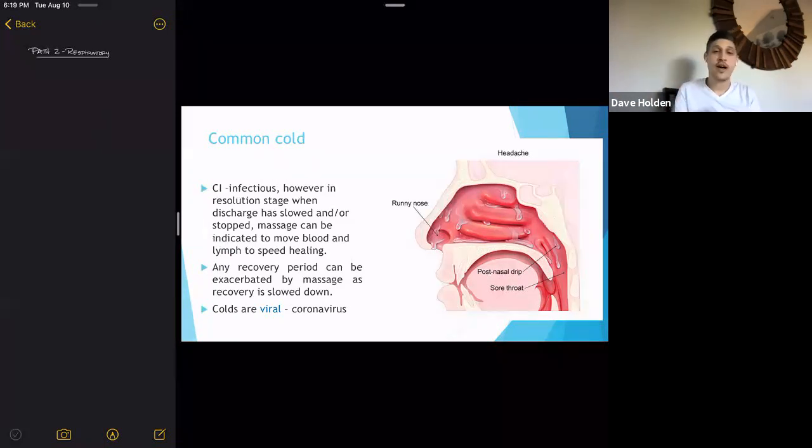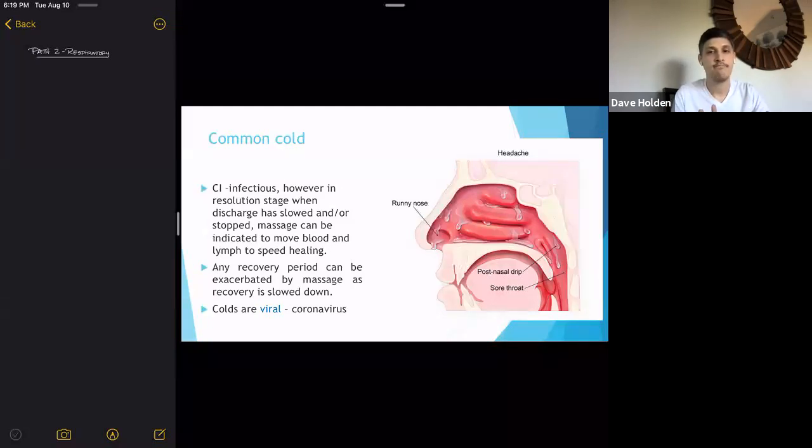Okay, so common cold. As we said, very infectious. However, after the infection subsides and they are no longer all cold-headed, massage can help. We can help get some fluids moving, try to help ease some of that congestion. But you do want to be cautious, because any recovery period can be made worse by massage. We can prolong the recovery period instead of shortening it.